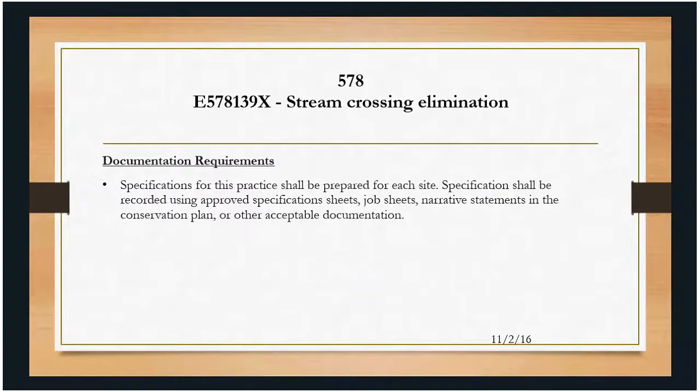As far as documentation requirements, specs for this practice shall be prepared for each site. Specs shall be recorded using approved spec sheets, job sheets, narrative statements in the plan, or other acceptable documentation. And here it's going to be designs and construction specs with the assistance of the engineers. Any more questions on this stream crossing elimination enhancement?